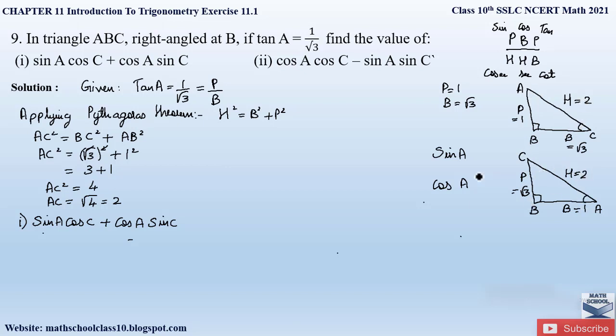Now using these sides we will find out sin A and cos A value. The trigonometric ratio for sin A is perpendicular by hypotenuse. So here our perpendicular is √3 and hypotenuse is 2. Similarly we will find out cos A value. Now our trigonometric ratio is base by hypotenuse for cos A. So our base is 1 and hypotenuse is 2. So in this equation we found out sin A and cos A value.